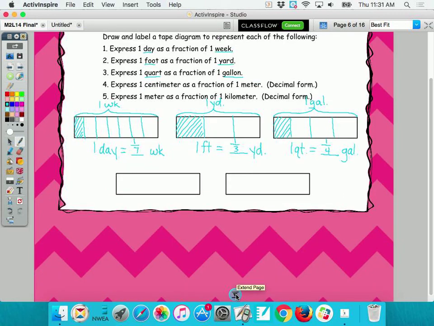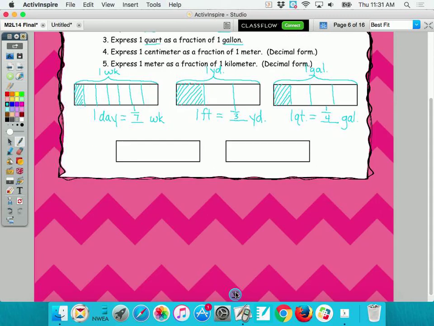So let's go down to 4 and 5 because they're a little different. How are they different? Ella, how are 4 and 5 different? It's in decimal form. What else is different about it? It's not customary units. What is it? Measurement. Starts with an M. Metric. Good.